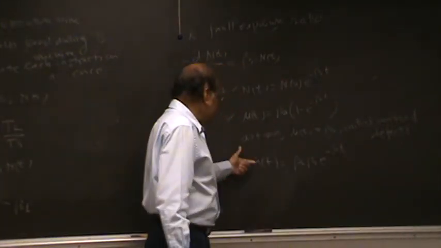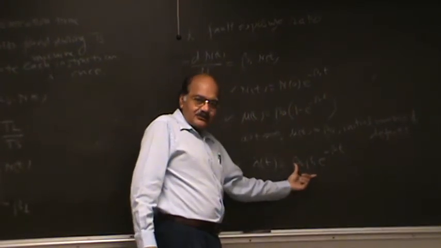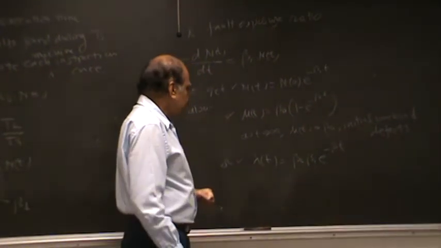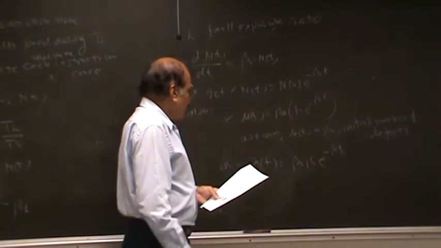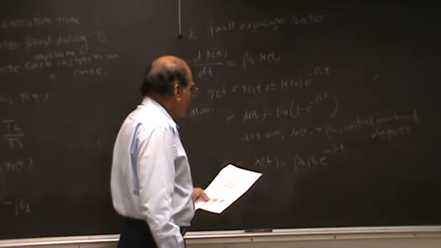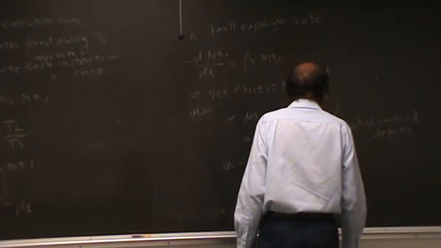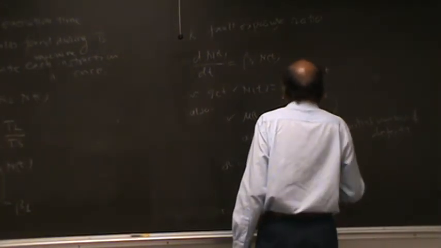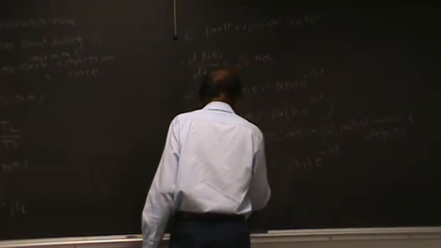So notice that this is the derivative of this. So if you take the derivative of this, you will get this. Now this is referred to as a finite fault model, because as time approaches infinity, this will approach a finite number. So this is called a finite fault model.